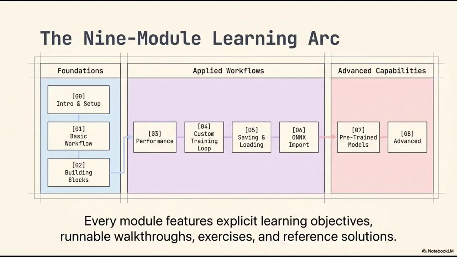Moving into the second section, highlighted in purple, we build directly upon the foundations. Module 3, Performance, focuses on optimizing your models. Module 04 teaches custom training loops for more control over the training process. Module 05 covers saving and loading models, a crucial aspect of practical application, followed by Module 06, Onyx Import, which explores model interoperability. Finally, we reach the third section, shown in pink.